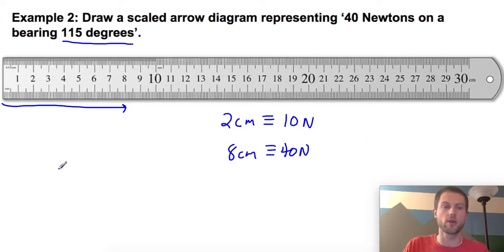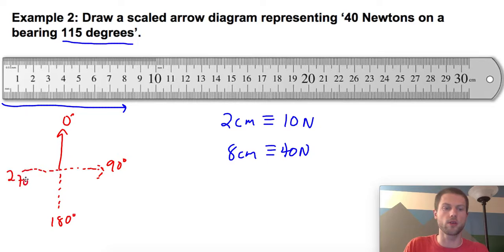So north is going to be 0 degrees, due east would be 90 degrees, due south would be 180 degrees, and due west would be 270 degrees. Unfortunately, this is completely different from what we've just spent a whole lot of time talking about with the unit circle, but that is the way bearings work.